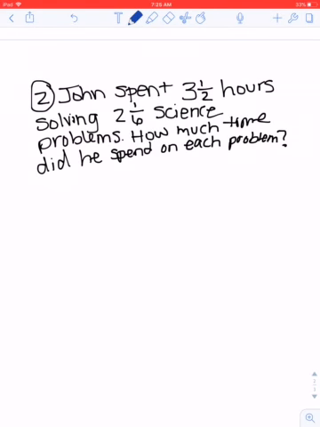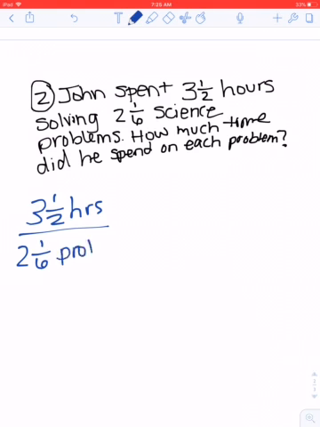John spent 3.5 hours solving 2 1/6 science problems. How much time did he spend on each problem? So, because we want to know how much time he spent on each problem, we're going to divide the amount of time over how many problems he did. So we have 3.5 hours over 2 1/6 problems. Same thing.